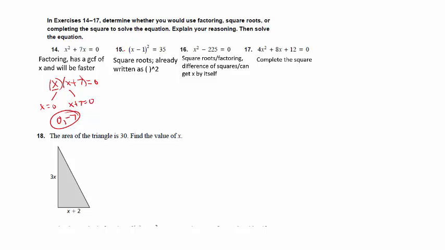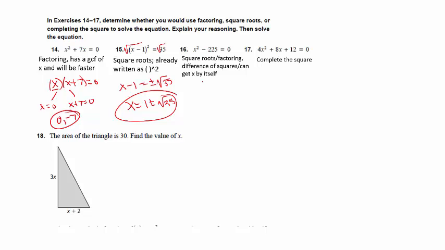All right, number 15, I'm going to square root both sides. I get x minus 1 equals plus or minus root 35, which does not simplify. So my answer is 1 plus or minus root 35. So again, anytime I have parentheses squared, that's basically like the final step of complete the square. So they pretty much did all the work for you as if they were doing complete the square, and they just asked you to finish it, which is really nice.